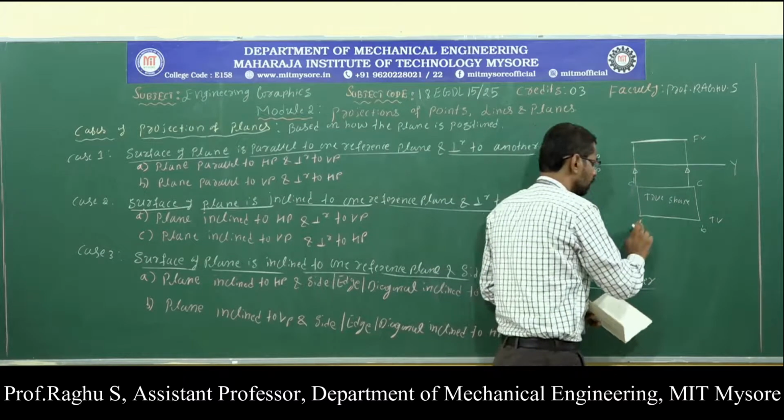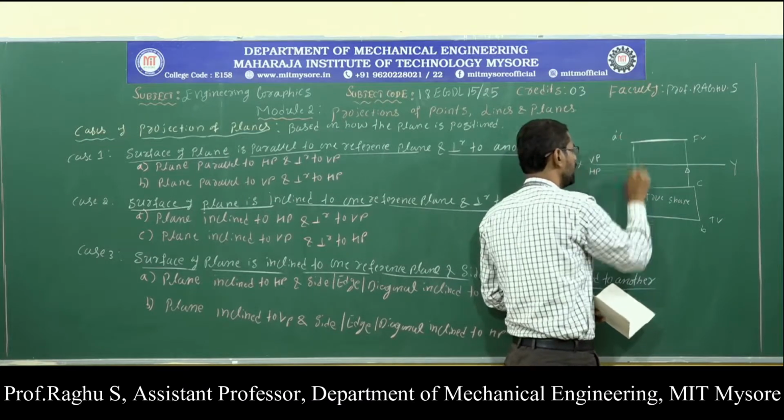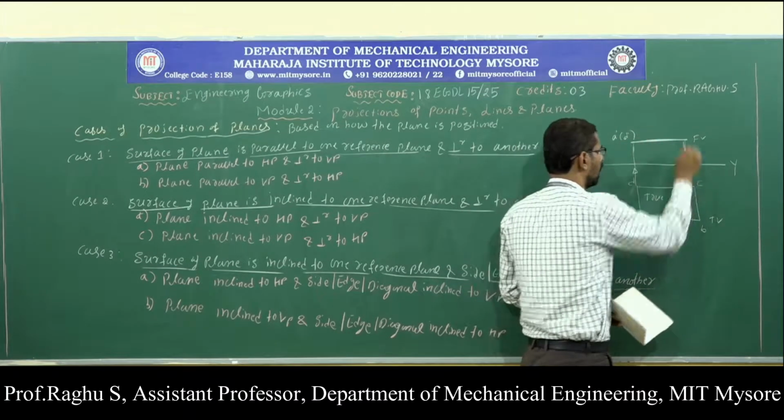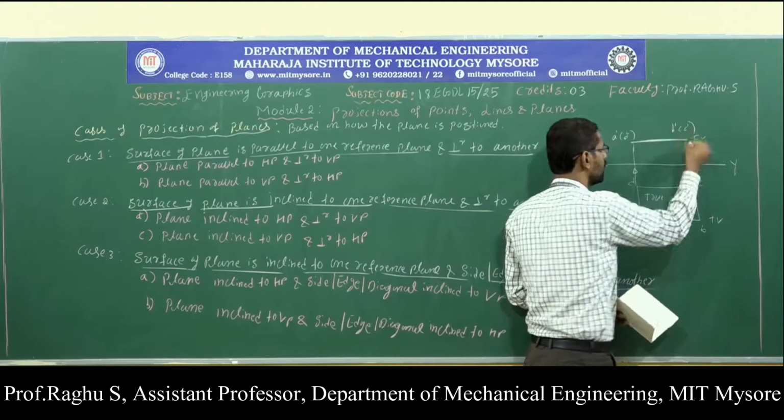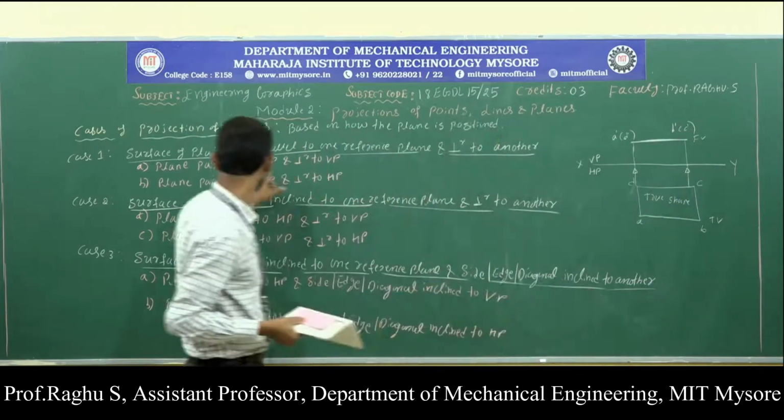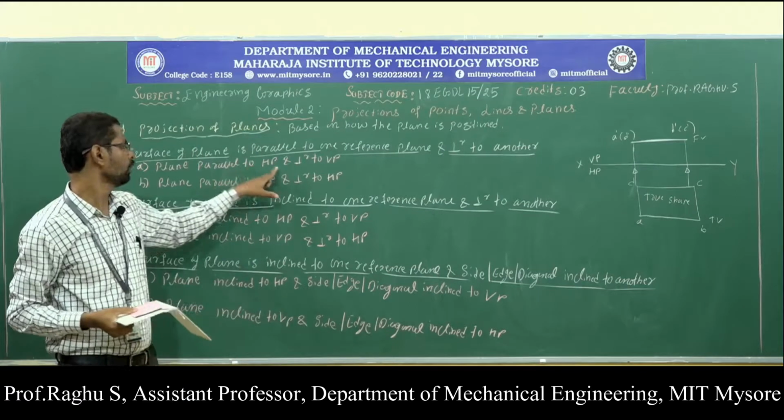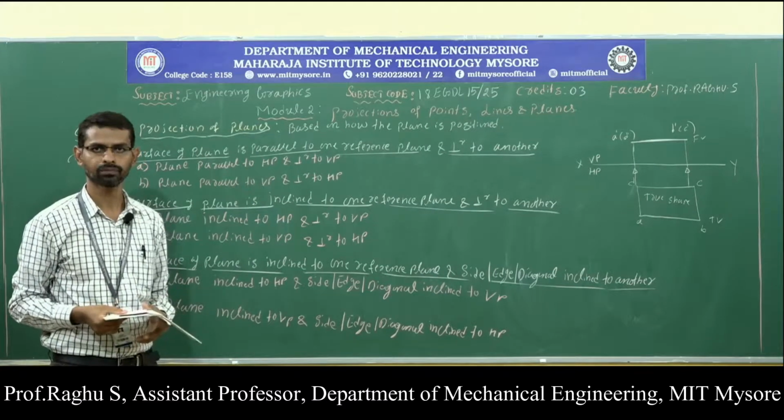Here point A is visible, point D is behind, invisible, and B is visible and C is invisible. So this is the solution for the first case, plane parallel to HP and perpendicular to VP.